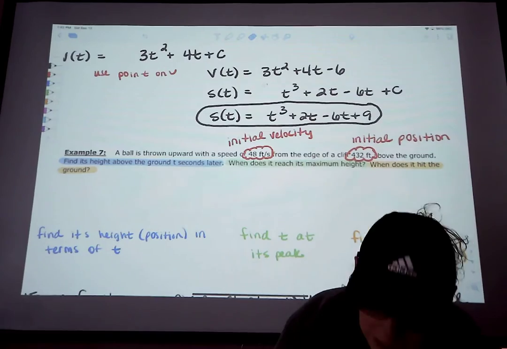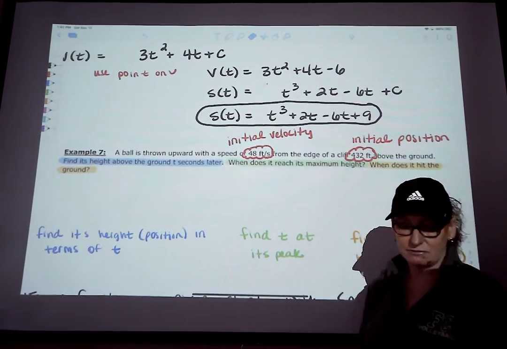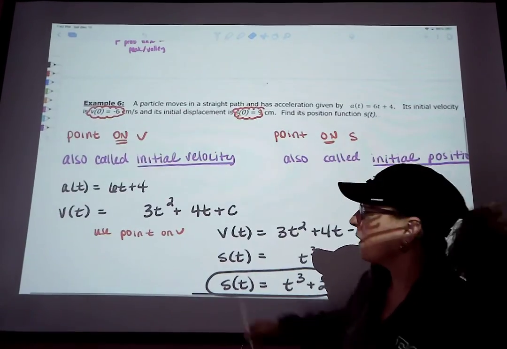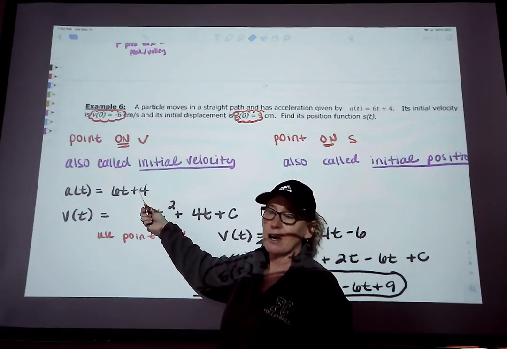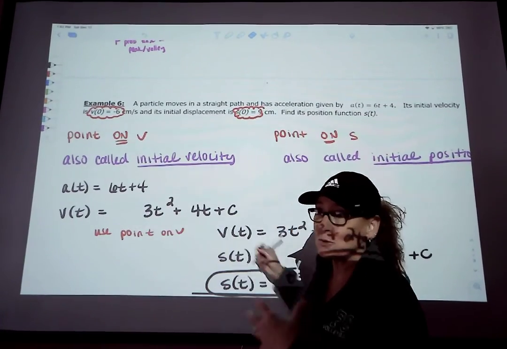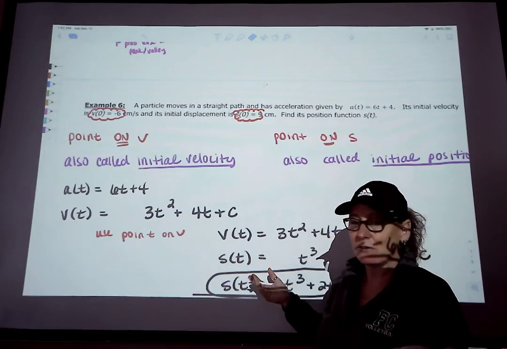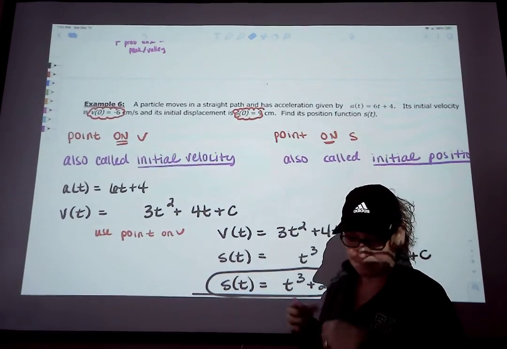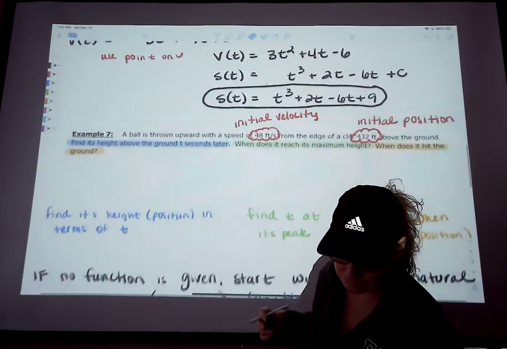Thing is, we don't have a place to start. We weren't given a function. Up here, we were given an acceleration function. We're like, oh, hey, let's do an antiderivative. Oh, hey, let's do another one. We don't have a function to start with. But we kind of do.